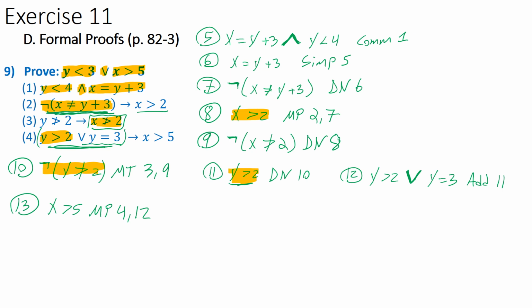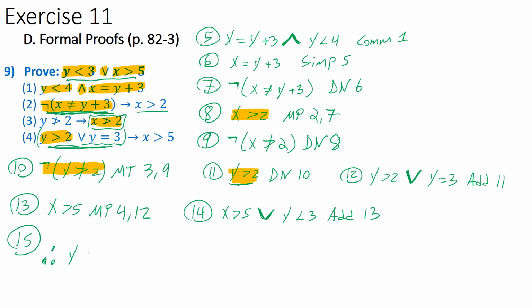So we're almost there. We want to prove this disjunction. We have x is greater than 5. So for 14, let's just say x is greater than 5 or y is less than 3 by the law of addition, line 13. And then for 15, we can conclude that therefore y is less than 3 or x is greater than 5 by the commutative rule, 14. And that concludes that proof.